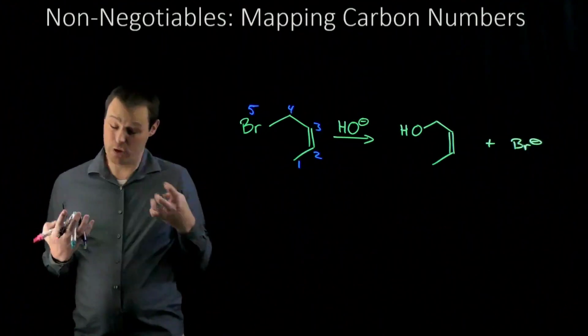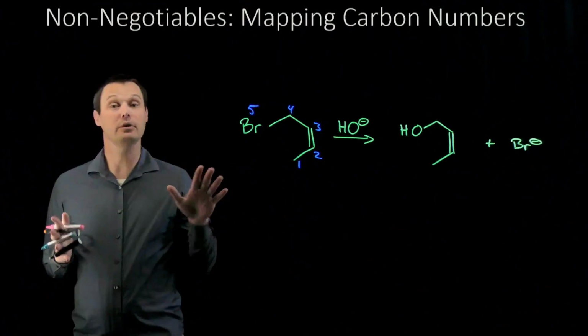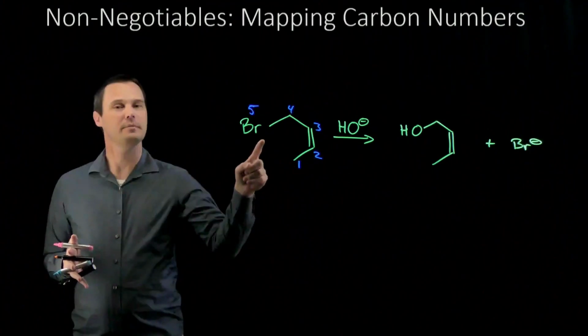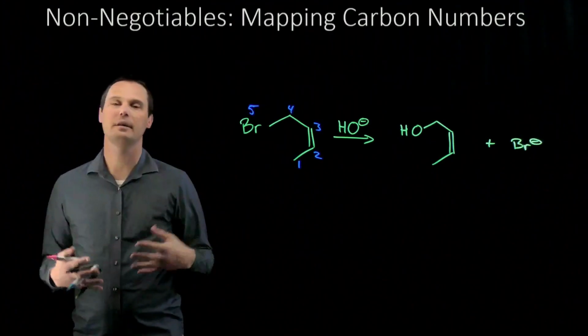Numbering carbon atoms, you could almost think like a grounding technique. When you turn the page on the exam and you freak out because you have no idea what's going on, you can use carbon numbering as a Zen moment. Take a breath, number the atoms in the molecule, collect your thoughts, and then answer the problem.